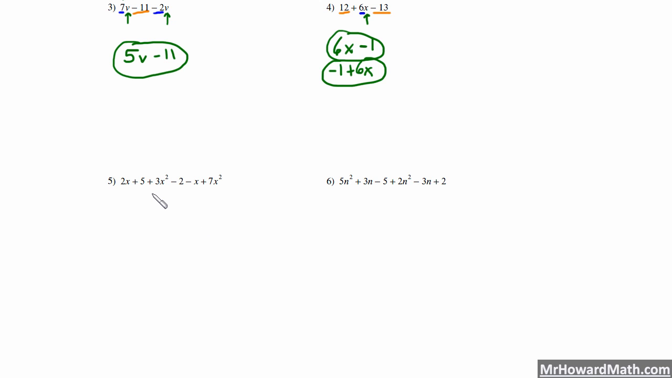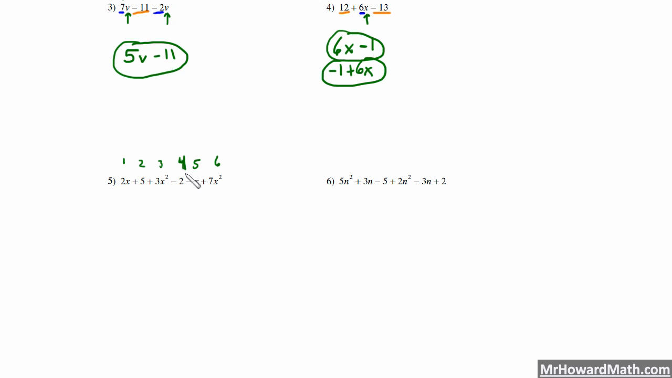All right, so let's look at terms first. 1, 2, 3, 4, 5, 6 terms. So I'm going to write that, 1, 2, 3, 4, 5, 6 terms. That almost looks like a 9. Let's fix that. Okay, the next thing that we were asked to do is talk about like terms. So like terms would be 5 and negative 2. Those are like. 2x and negative x. Those are like terms. And 3x squared and 7x squared are like terms.